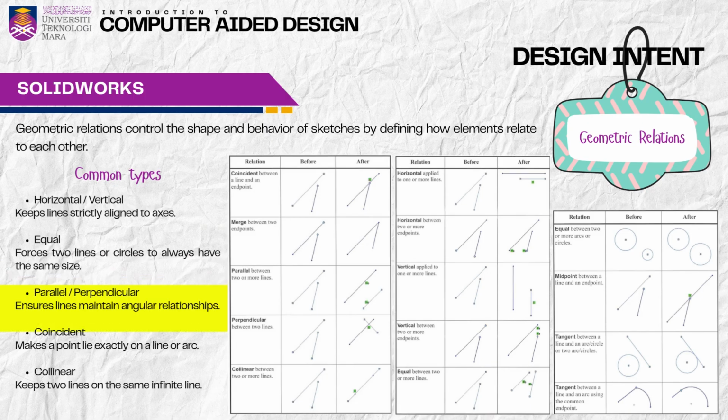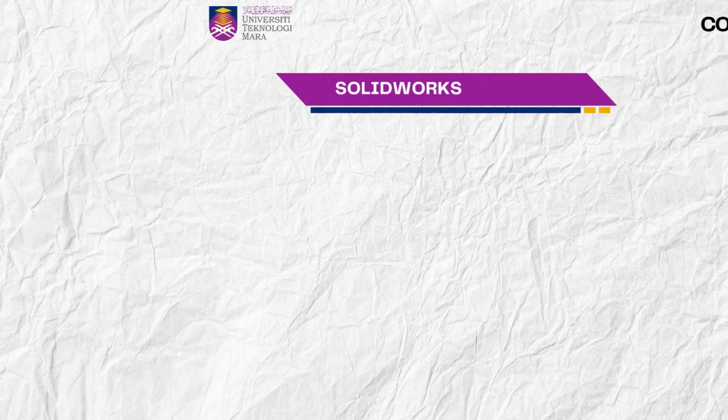Another powerful relation is coincident, which ensures that a point lies exactly on a line, arc, or another curve. This is useful when you want to snap the endpoint of a line to the edge of a circle, or to the midpoint of another line. Similarly, the collinear relation keeps two lines aligned along the same infinite path, ideal when you want multiple segments to form one continuous straight line. The table on the slide clearly demonstrates how applying these relations changes the geometry, showing the before and after states.